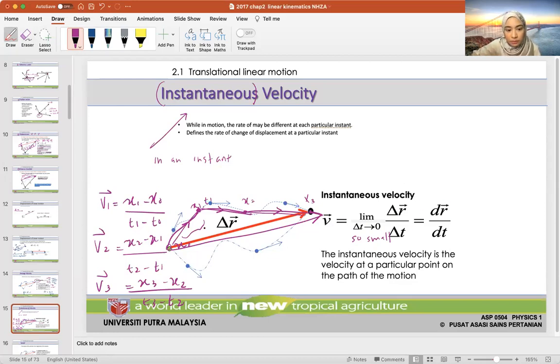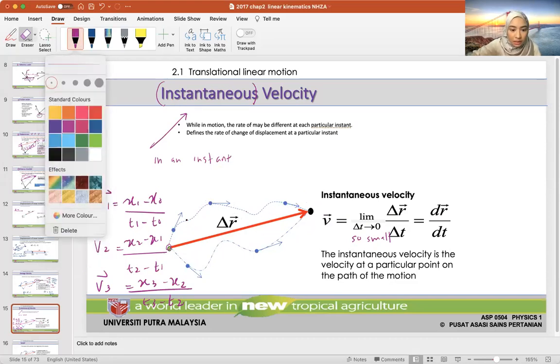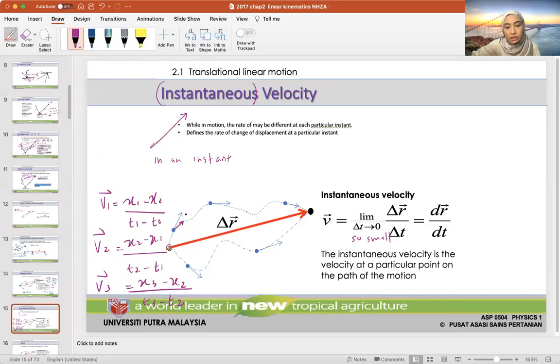Okay, so sepatutnya lah, kalau nak cakap pasal instantaneous yang sebenar-benarnya, kita cakap pasal in an instant. Yang sebenar-benarnya macam kecil ni je, velocity yang kita kena cari. So apa displacement dia? Displacement dia daripada sini ke sini, time dia daripada sini ke sini. So that is the smallest that you can get ataupun smaller lagi. So it approaches 0 in an instant.